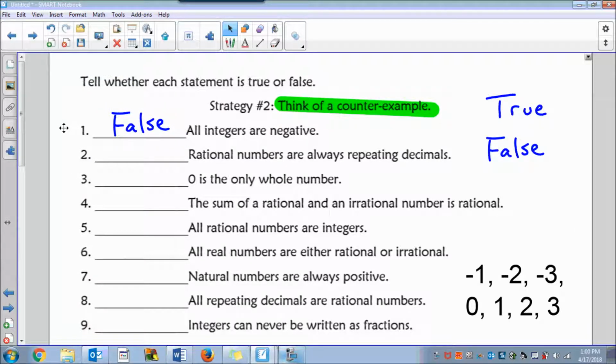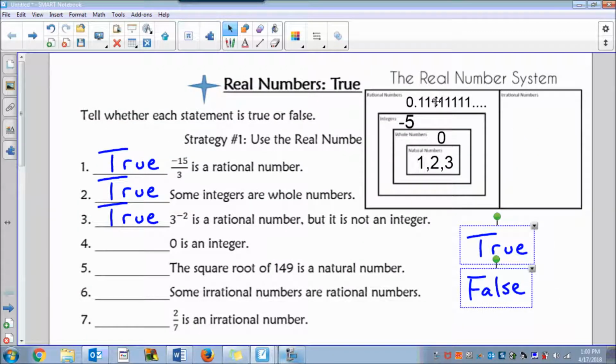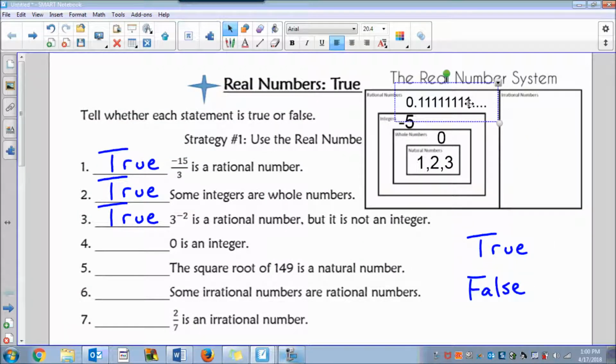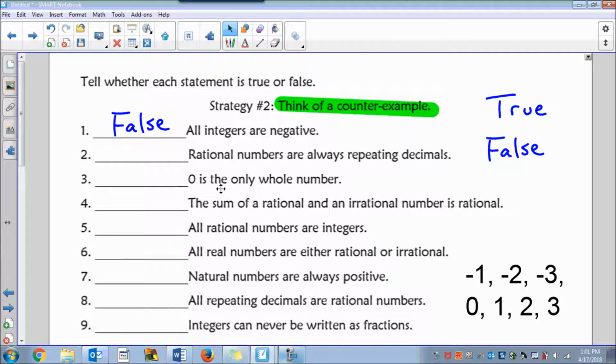Second one says rational numbers are always repeating decimals. We can see from the last page that sometimes it is. We have repeating decimals in rational numbers, but negative 5 is actually also a rational number. It's in the integers group, which means it's a part of the rational numbers. Negative 5 is not a repeating decimal. It says rational numbers are always repeating decimals. That's false. Negative 5 is a rational number, but it's not a repeating decimal.